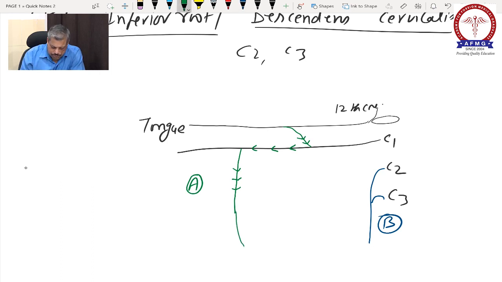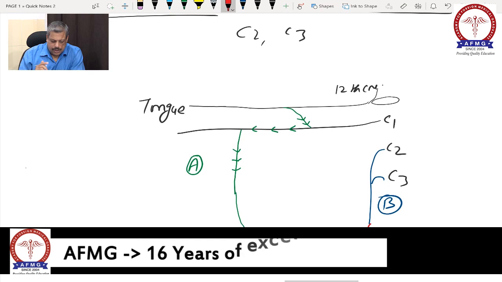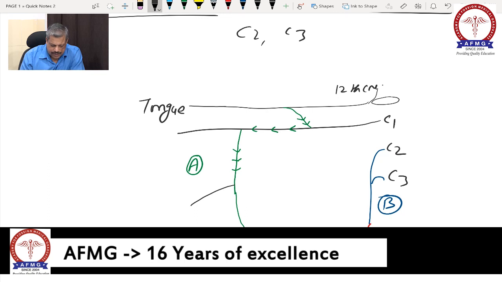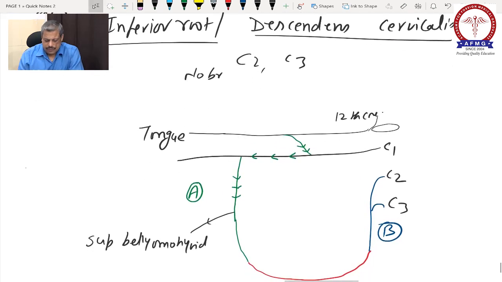Now see these two roots, they unite with each other to form the ansa. This is the ansa. This superior root gives a branch at its level, and this is the branch for the superior belly of omohyoid. So the superior root gives one branch. Clear? And the inferior root gives no branch on its own.